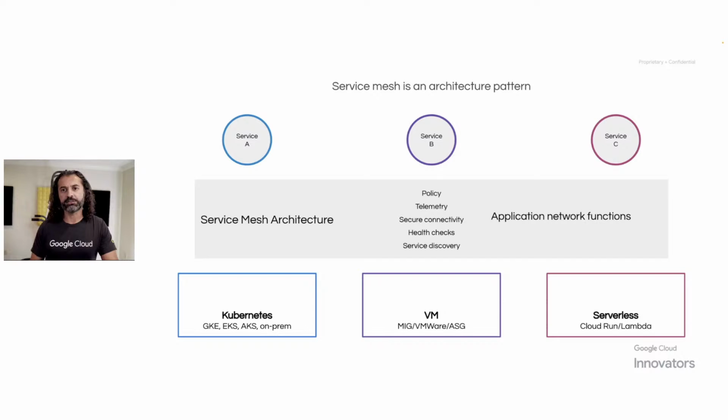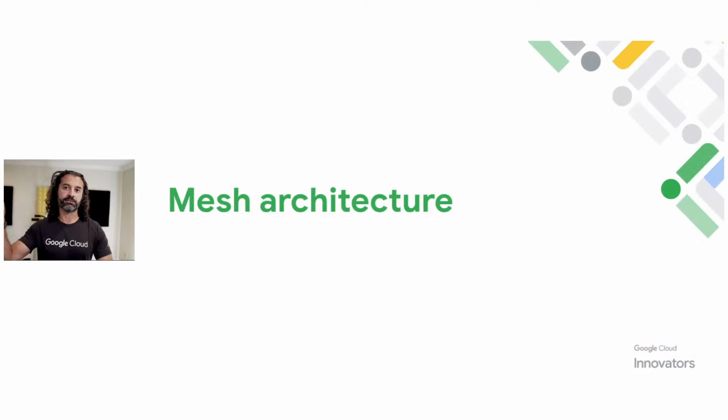All of these functions, sometimes we call them application network functions, because these are not really business logic. And what that allows you to do is, as a platform administrator or as a service operator, I can just focus on these application network functions and let my developers focus on the business logic. So I look at service mesh as an architecture pattern that just says that all the application networks need to be part of the platform and not part of the service.